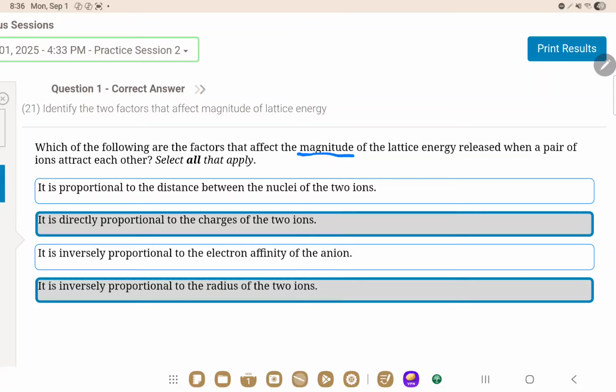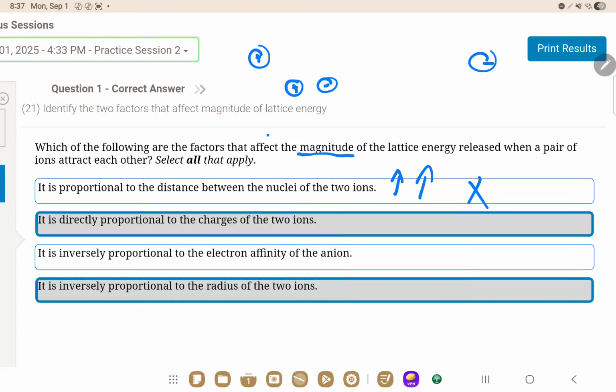Now, when you have a pair of ions, each one has a charge. So what do you think affects the amount of the charge? It's proportional to the distance between the nuclei of the two ions. So this means if the distance increases, the amount of energy released increases. If you think about it logically, it doesn't make sense. If you have two ions that are this far away from each other, do they release more energy than if you had these two ions? The closer they are, it's obvious that the stronger they are. So this one is definitely wrong.